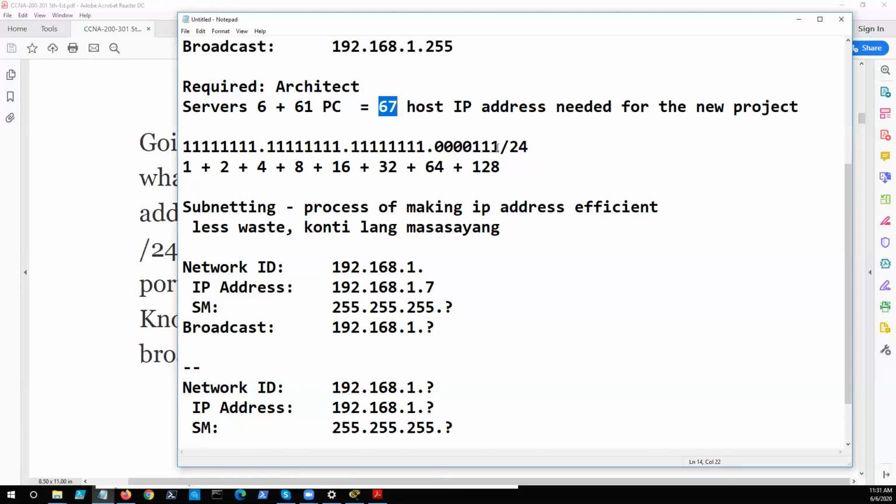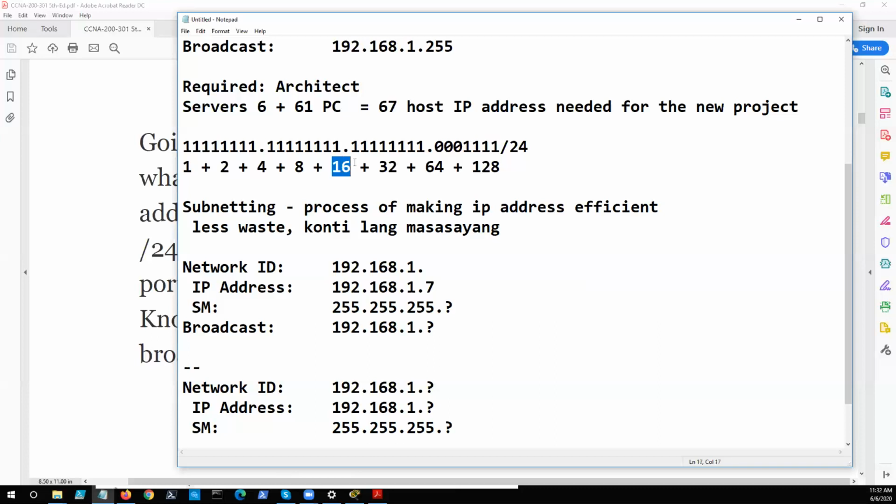So, bibilang kayo dito, di ba? Ilan to? So, 1, 1 plus 2, 3. 3 plus 4, 7. Kulang, borrow 1. 7 plus 8 equals 15. Tama? Is it enough? Hindi pa, sir. 67 kailangan natin eh. So, 15.